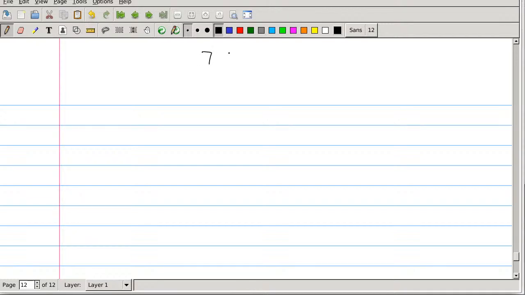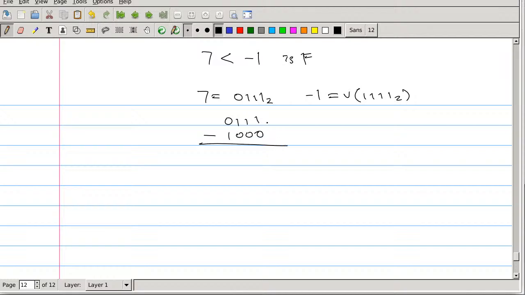So we want to compare 7 to -1. 7 is less than -1 is supposed to be false. All right. So now we want to look at the representation of 7. 7 is represented by 0, 1, 1, 1 in base 2. -1 is represented by 1, 1, 1, 1 in base 2. So now we can carry out the binary subtraction. 0, 1, 1, 1 minus 1, 0, 0, 0. So we just go through the usual binary subtraction mechanism.